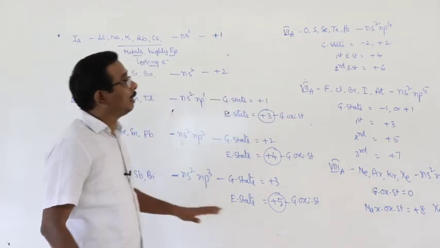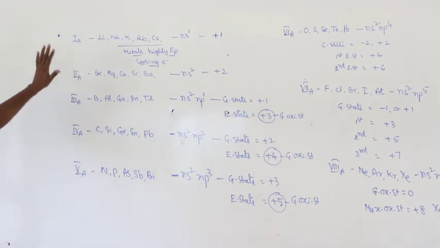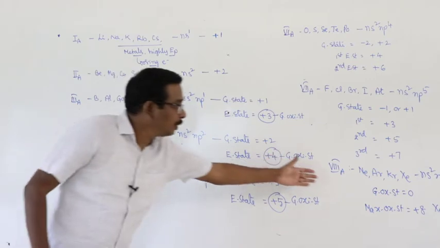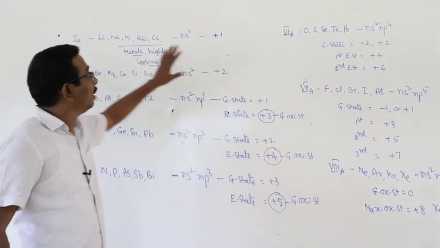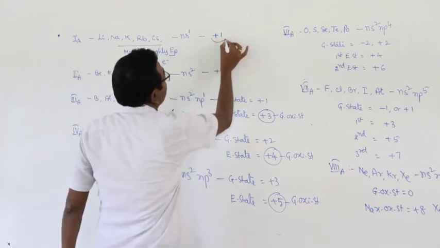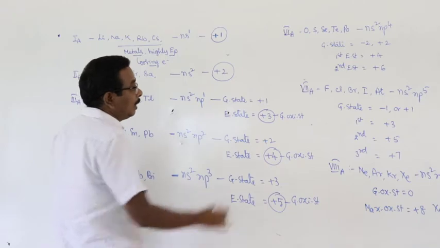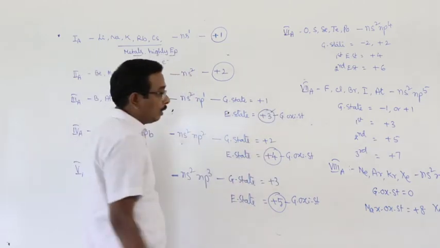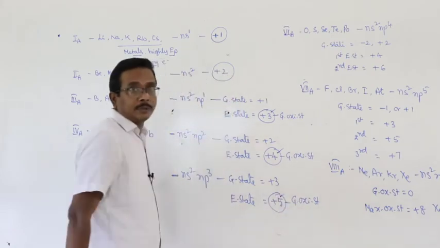Simply, this is about the oxidation states shown by representative elements and also zero group elements, that is, 18th group elements. What is the general oxidation state of first group elements? +1. Second group elements +2. Third group elements +3. Fourth group elements +4. Fifth group elements +5.